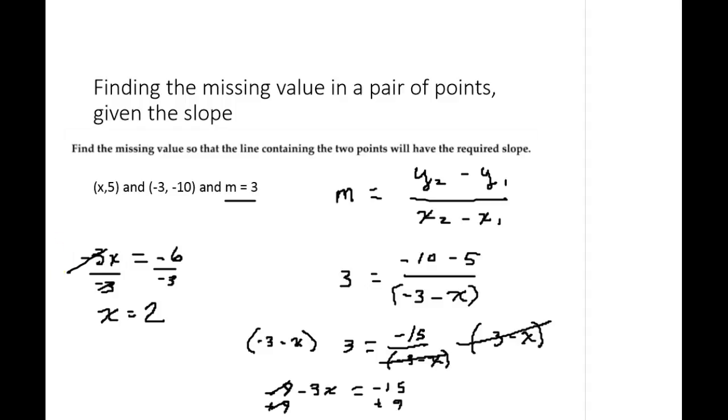And you can do this with multiple choice questions easily. Check which one works. In other words, let's do the formula here. Negative 10 minus 5 is negative 15. Negative 3 minus 2 on the bottom gives me a negative 5. Negative 15 over negative 5 does give me a positive 3. So I know, I get a warm fuzzy that x equals 2 is my correct answer. Let's work another one of these.